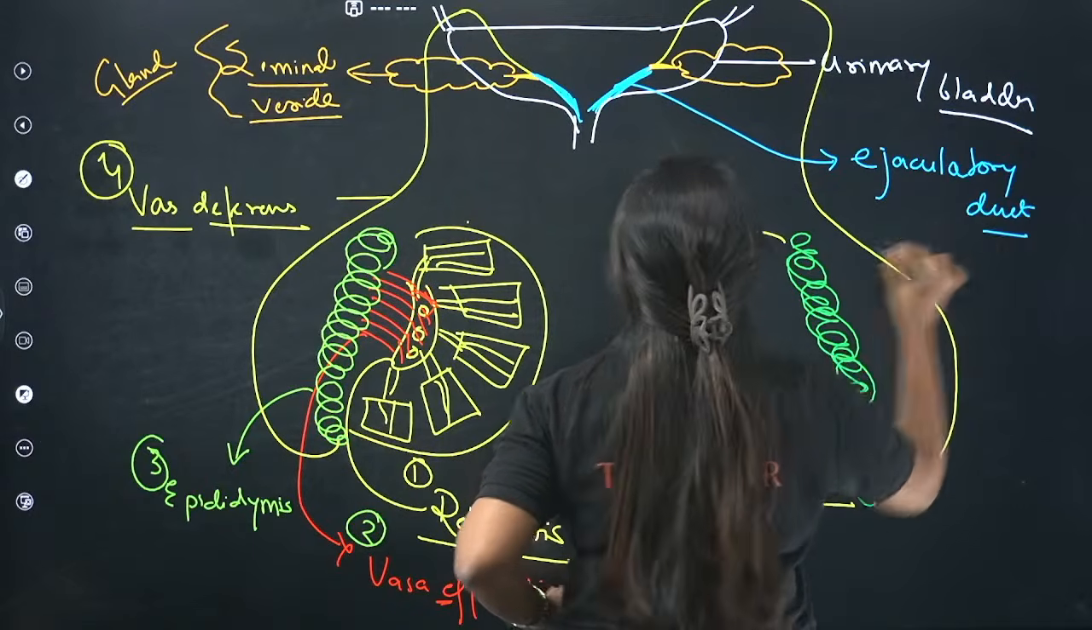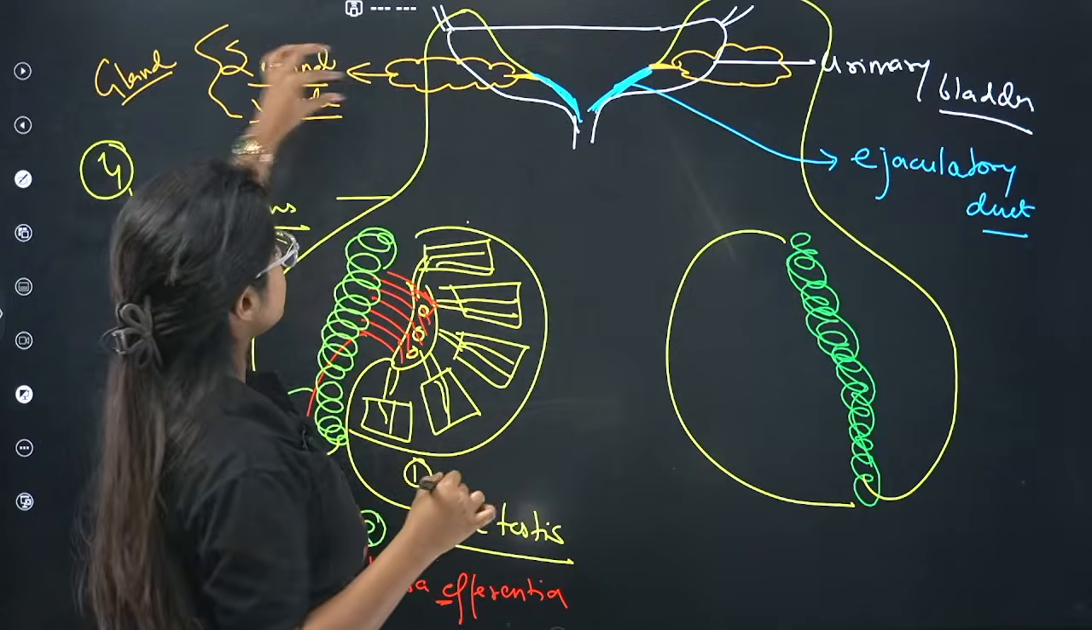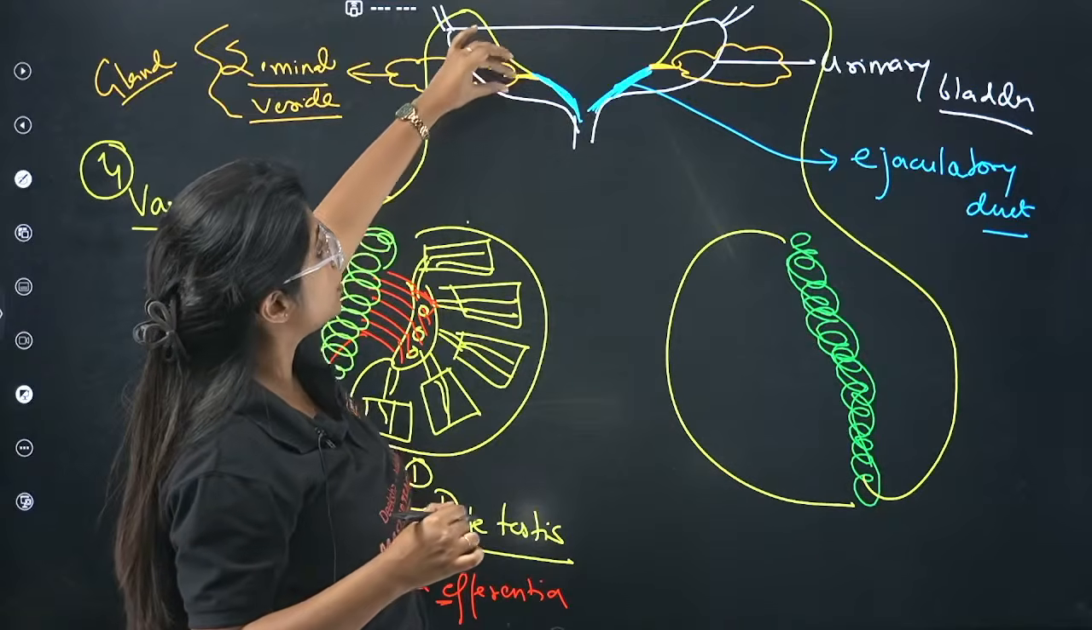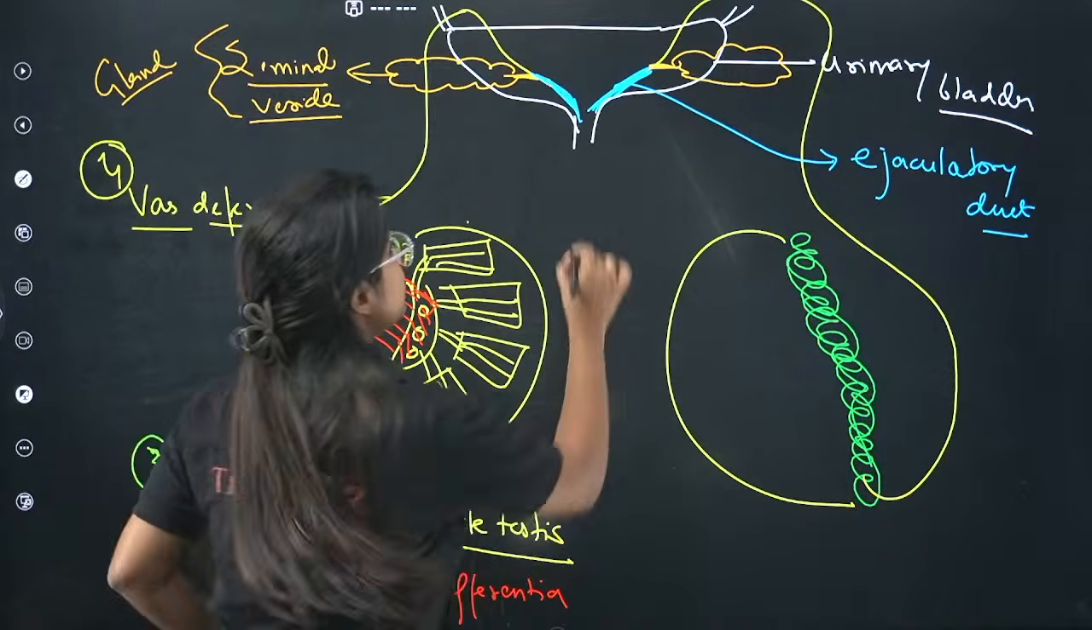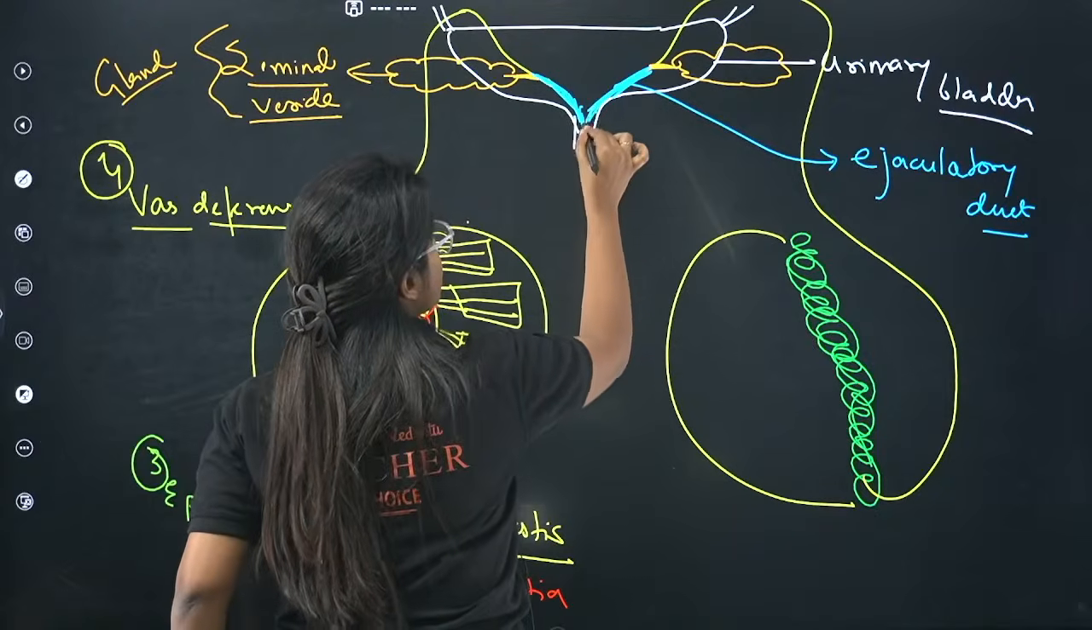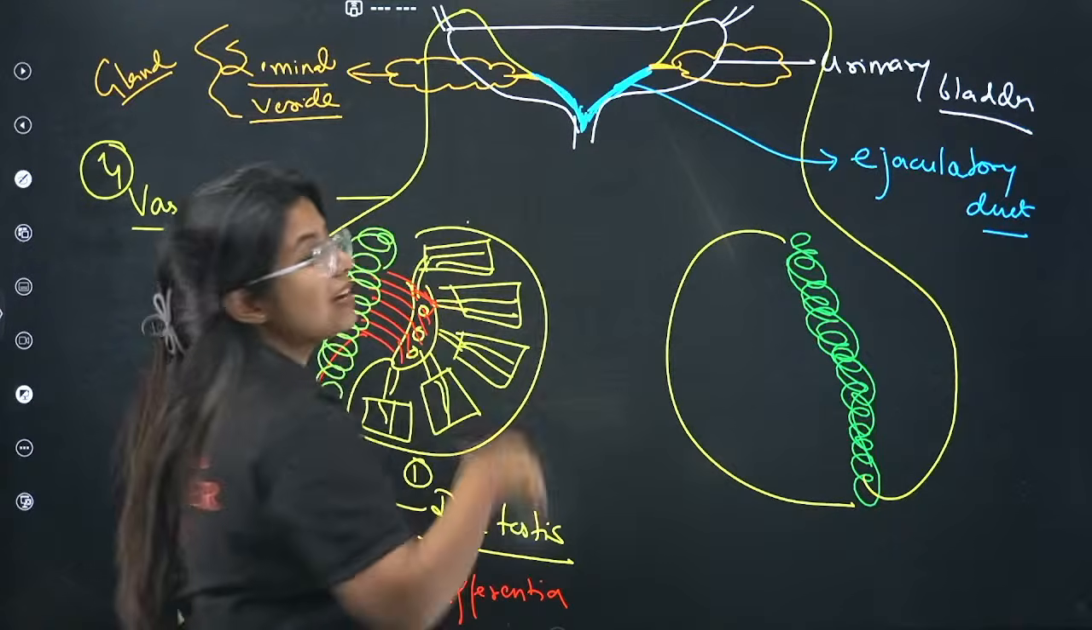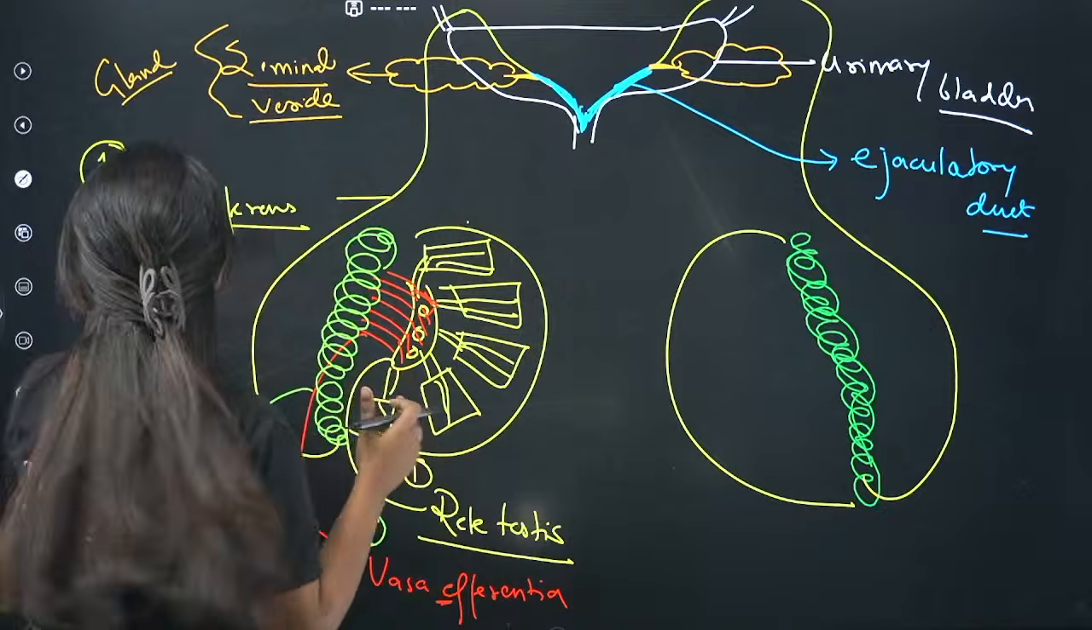Ejaculatory duct. So what happened? These guys, the seminal vesicle and the vas deferens, formed a common duct out there, and that is known as the ejaculatory duct. And this ejaculatory duct is going to open up together into the next part of the story. And what is that part?